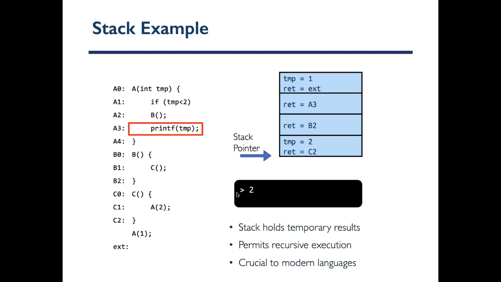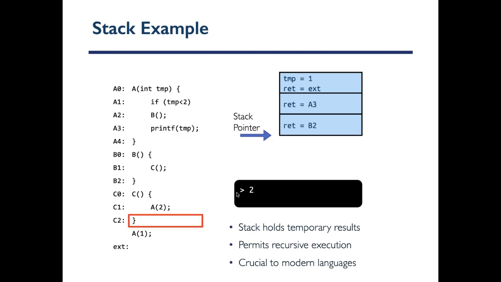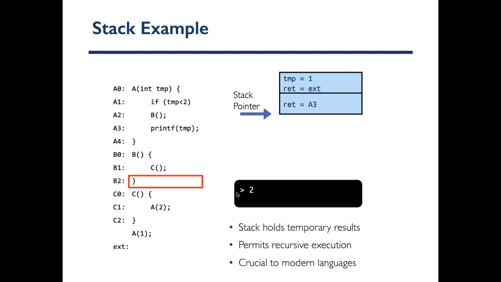Now we're done, right? Next line is A4. So we want to return. Where do we return? We look at the top of the stack to see where we should return. And the return address on top of the stack is C2. So the next instruction is going to be C2. Okay, well, C2 is also a return. So it's the end of a function and we want to return. Again, where should we go? We look at the top of the stack for a return address. And here the return address is B2. So the next instruction is going to be B2.